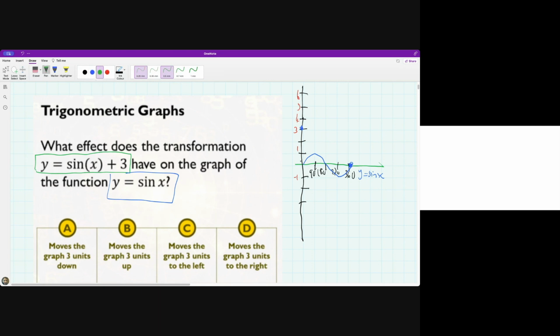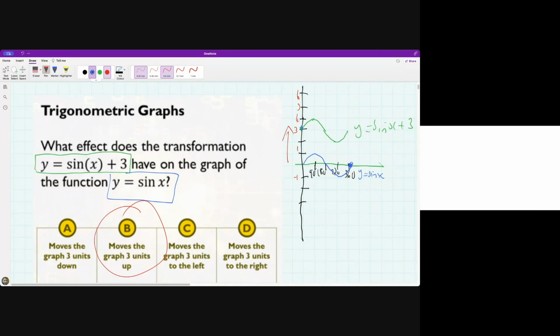Okay, so if it's going up by 3, this graph simply goes up by 3, but the amplitude hasn't changed. It just goes like this. Goodness gracious. Clearly, it's been a long day. Okay, so this is the graph of y equals sine x plus 3. Give me a thumbs up if you agree with my sine x plus 3 graph. So what's happened is this whole graph has moved up by 3 units, and so the correct answer is B.